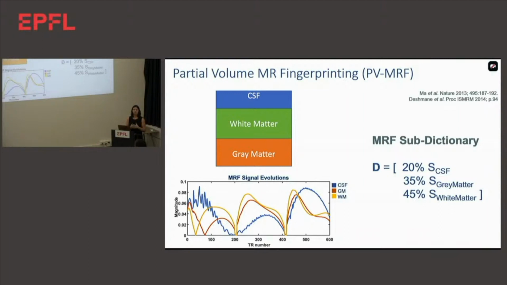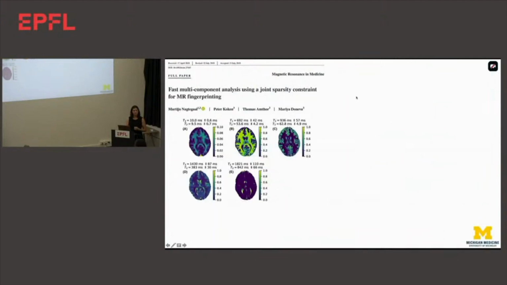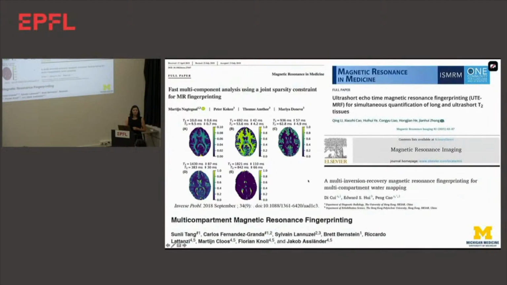So again, this becomes a very large dictionary, it can get really unwieldy, but this has been used successfully in a number of cases. So this is work by Maria Donjeva, where she's decomposed the fingerprinting signals into 5 different components. So this is myelin water, this is extracellular water in the white matter, this is gray matter, and then 2 components for CSF. Right? So this is pretty cool that we're now delving into subvoxel information with these maps that we saw before. And a number of groups have looked at that. I think this is a really interesting area to probe with fingerprinting.